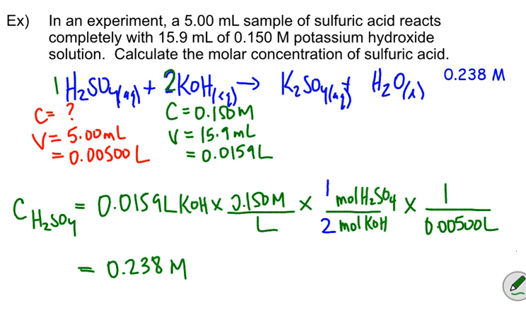Go back to your question, check your significant digits. They're good. I've got my units. That's good. And I'm done with my question. So that's how you would do it all in one line or all in one step.